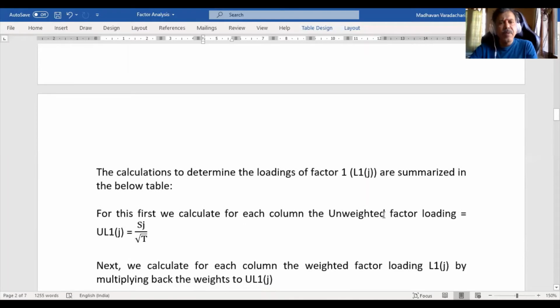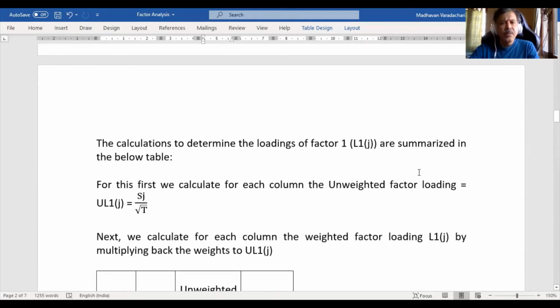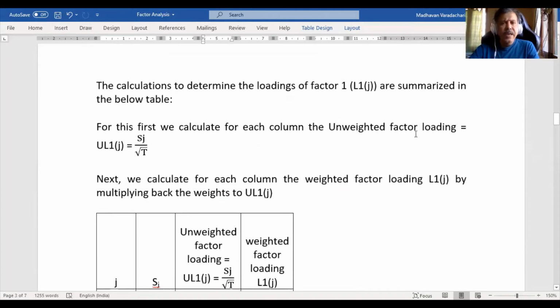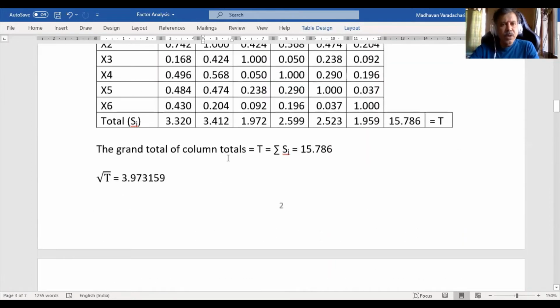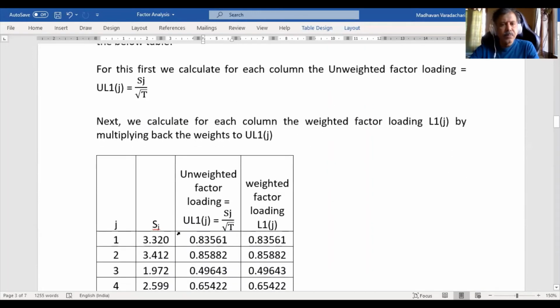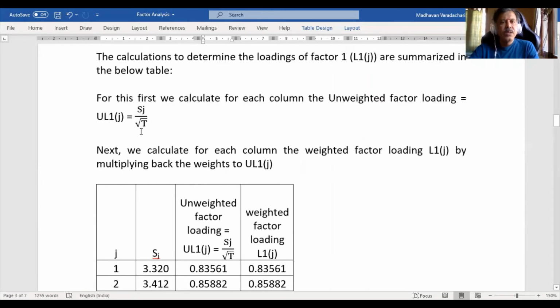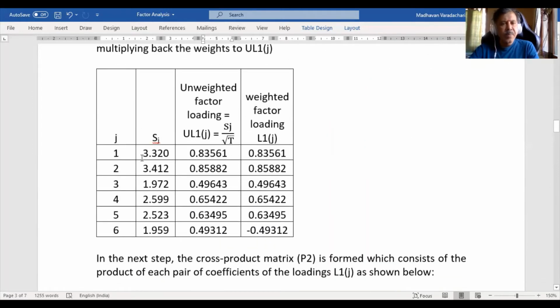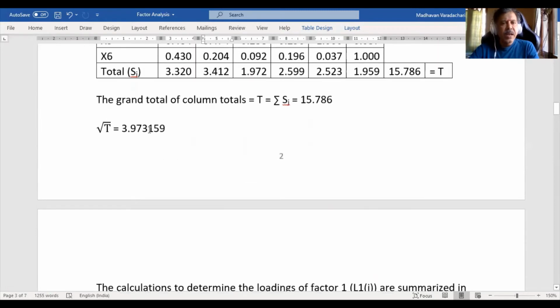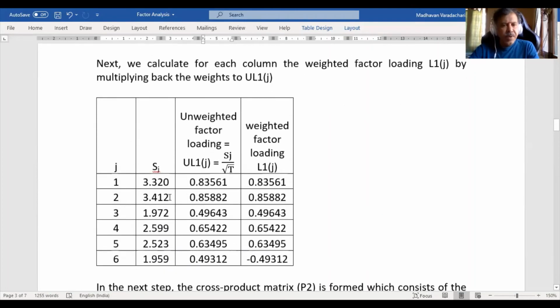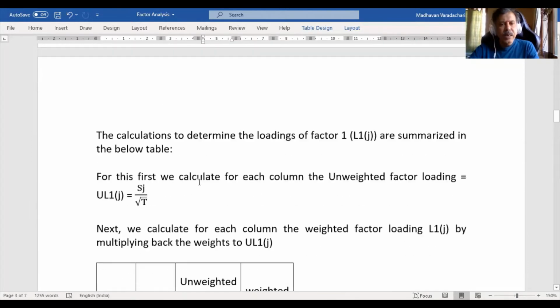Then next step, we have to determine the loadings of factor 1, which we call L1J, summarized in the below table. For this, first you have to find out the unweighted factor loading. So you say UL1J. How do you calculate that? SJ, you have all the column totals here, these totals, that you write in a column like this. For J equal to 1 to 6, what are all the SJ values? Then you can calculate this UL1J. How do you calculate? SJ divided by the square root of that grand total. So you do that, means 3.320 divided by 3.973159. We do that for every value, dividing by this value to get this unweighted factor loading.